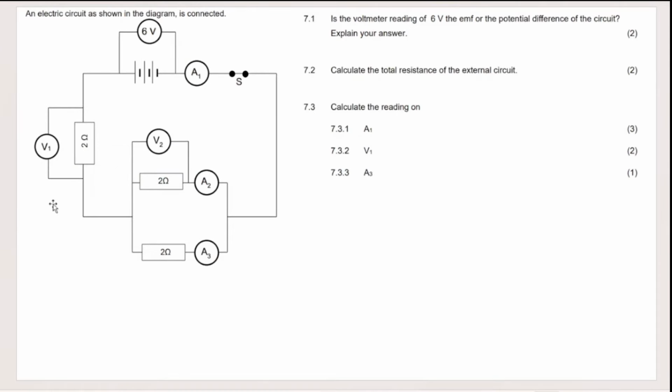Okay, let's do a question. It says, is the voltmeter reading of 6 volts the EMF or the potential difference? You just need to know EMF briefly. If the switch is open, it's going to read the EMF.